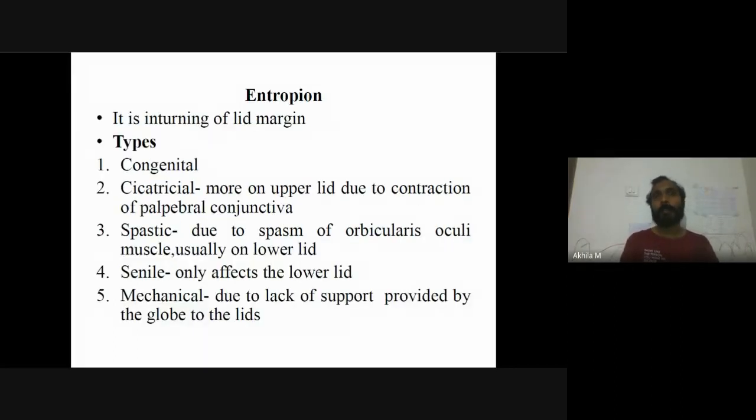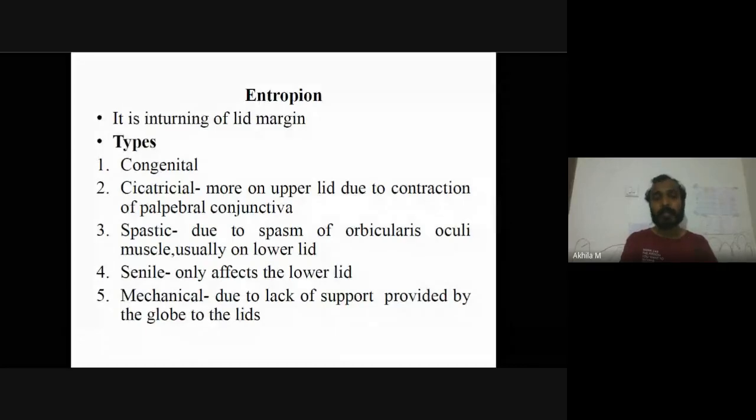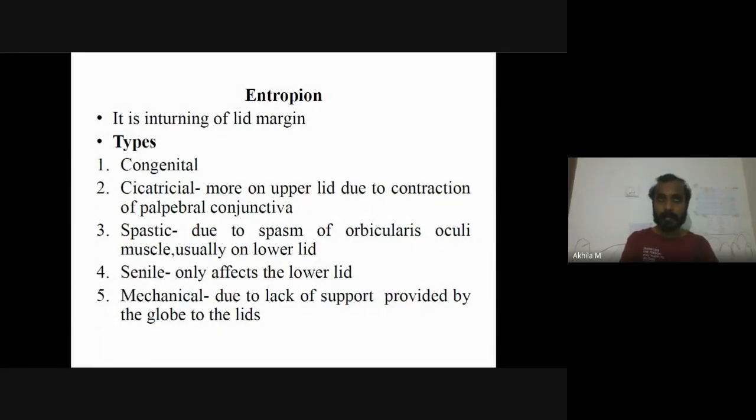Then come to entropion. Entropion is the inward turning of the lid margin. Different types are there: congenital, cicatricial, spastic, senile, and mechanical. Congenitally, there may be inward turning of the lid margin. Due to contraction of the palpebral conjunctiva, some entropion may arise. Due to spasm of the orbicularis oculi muscle, some entropion may arise. Due to age-related factors, there may be entropion. Due to a mechanical effect, for example after enucleation when the eyeball goes inward, that will also cause entropion. These are the different types of entropion.